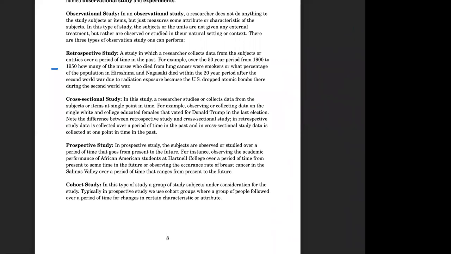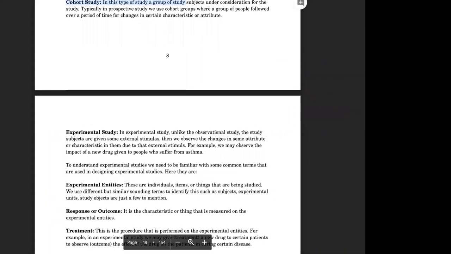Okay, so we are done with this experiment. We talked about what is an experimental study. Main thing is that you give the subject some external stimulus, and after providing them the external stimulus, you study them or you collect data from them. All right.